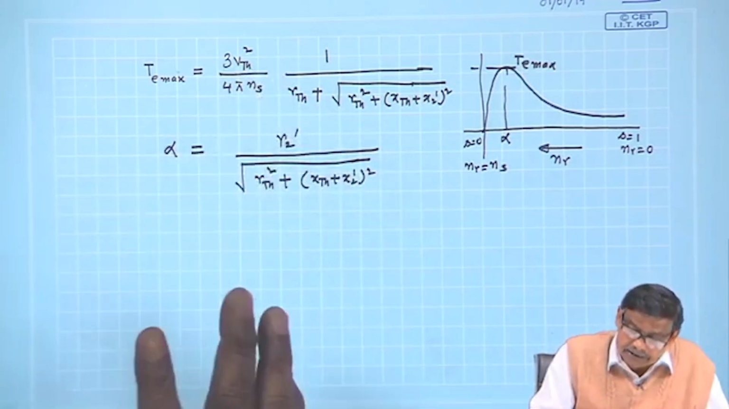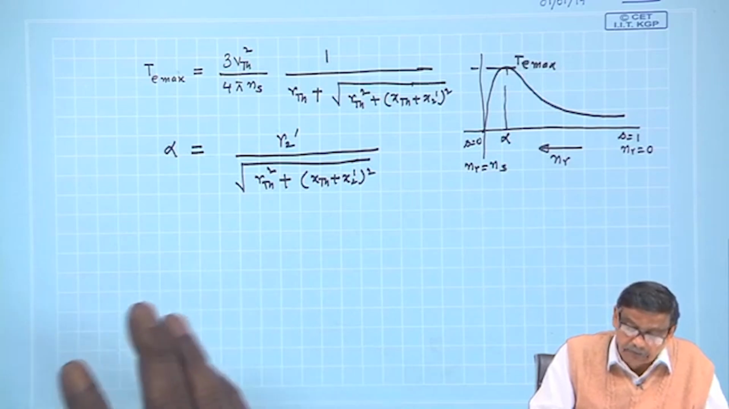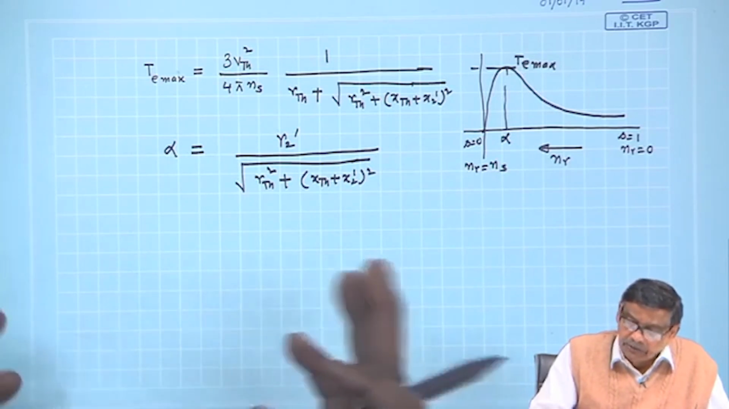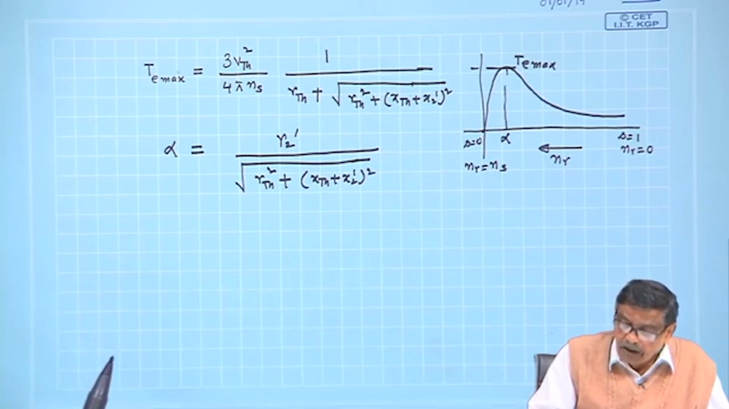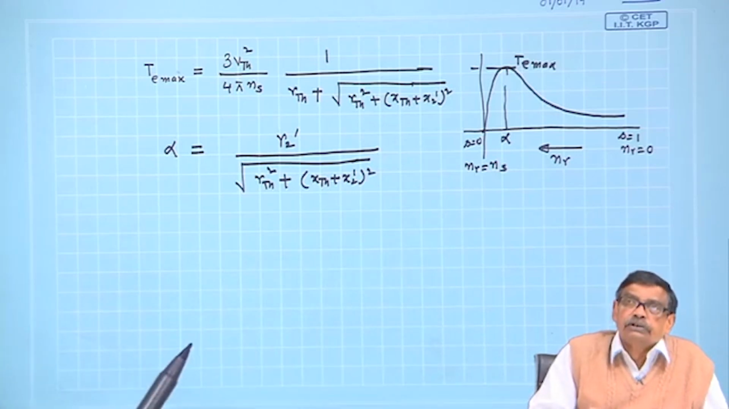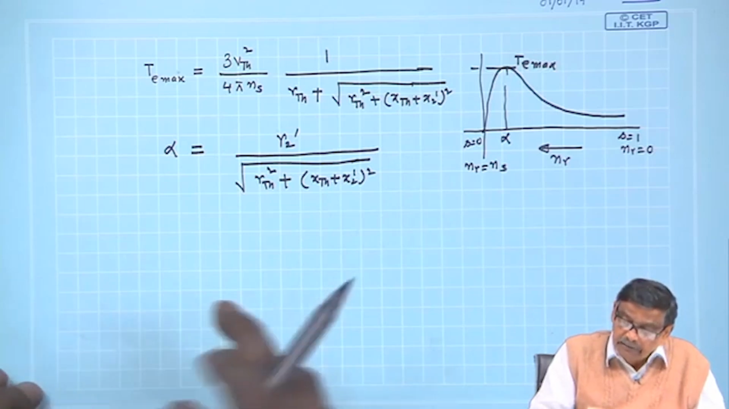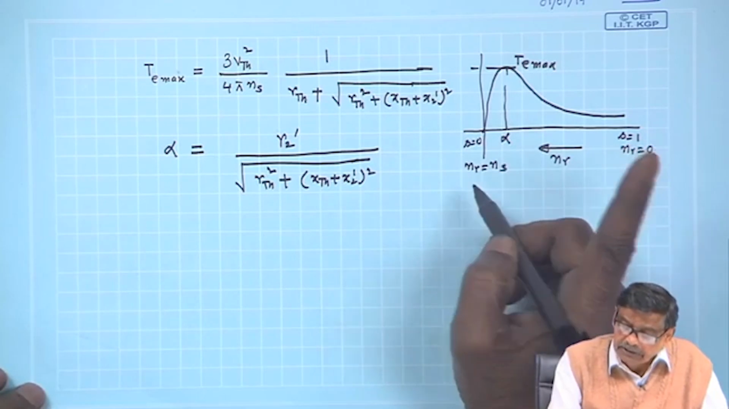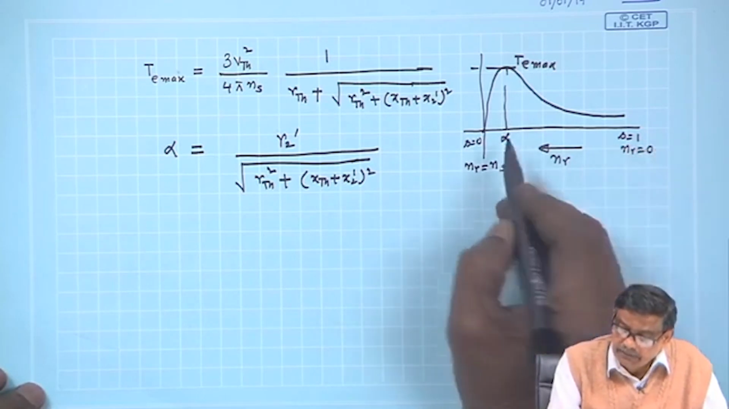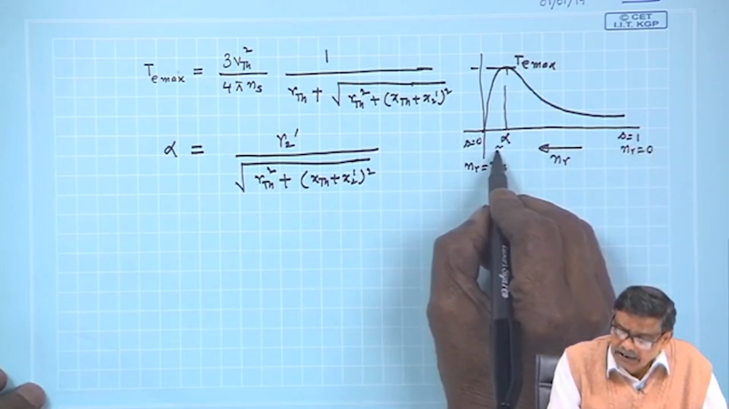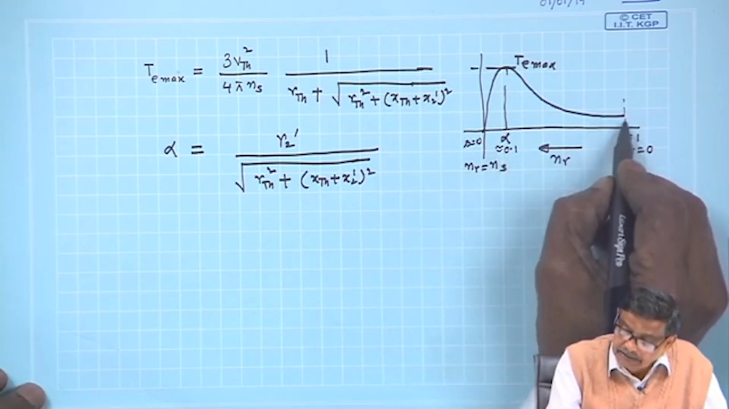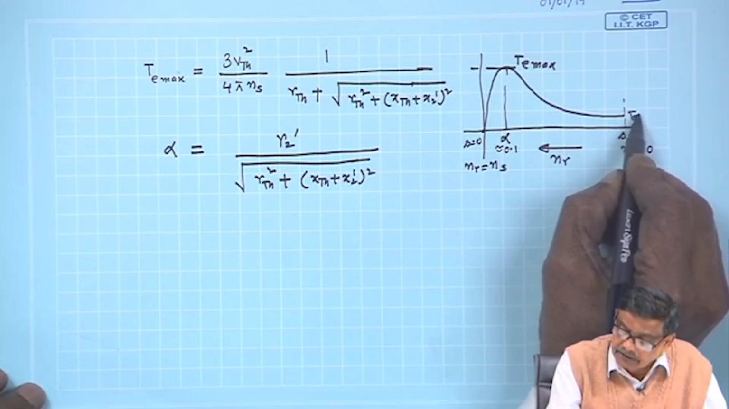Therefore, if the equivalent circuit parameters are known, we will be able to predict how much maximum torque the motor is capable of developing and at what slip it does. I told you that for a very well designed motor, this alpha, a typical value could be 0.1, and this is 1, and this is starting torque.